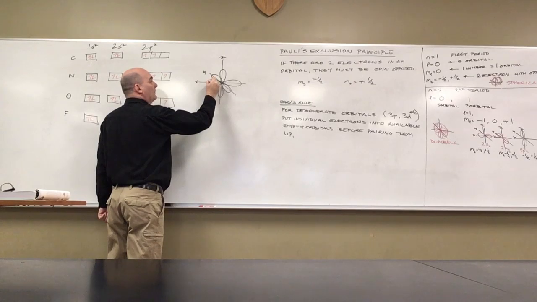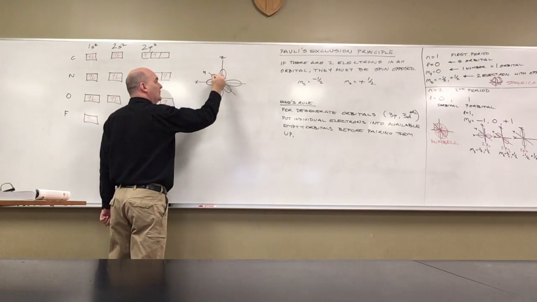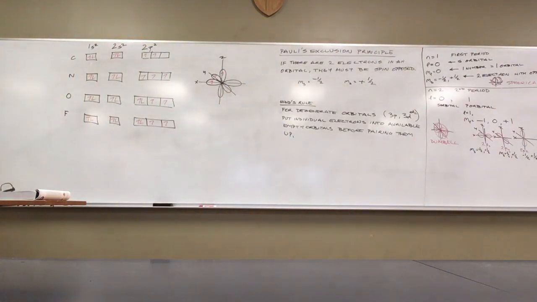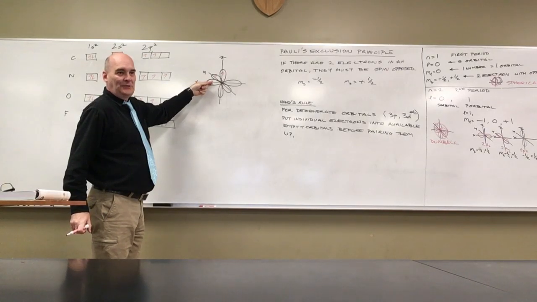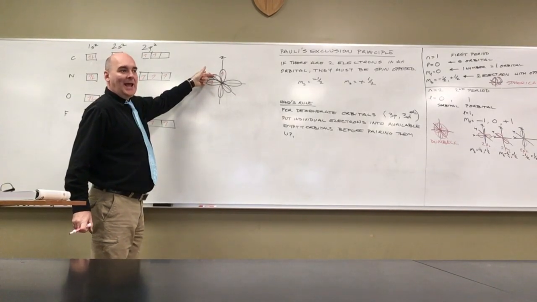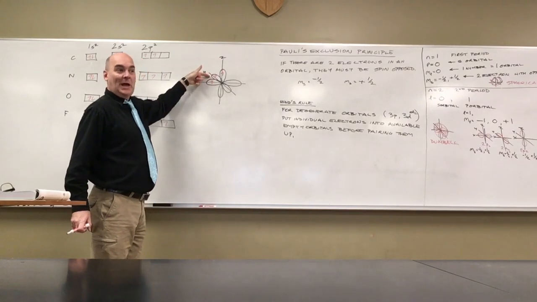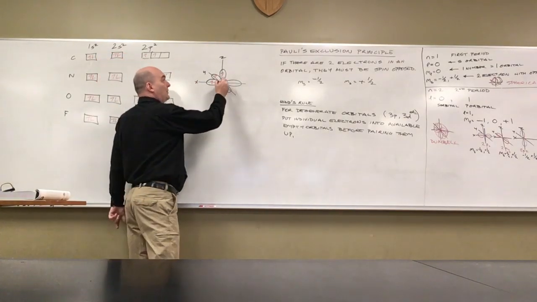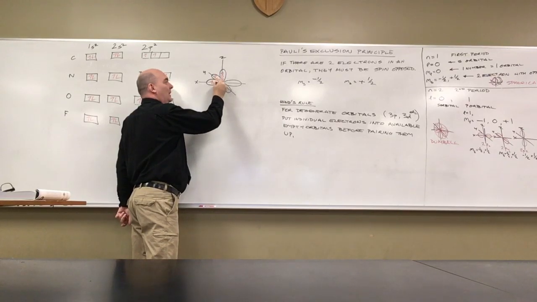For nitrogen, I have one electron in the 2px, one electron in the 2py, and one electron in the 2pz. These are all at 90 degrees to one another. And there's a node at the center. This electron could not interfere with that electron any less than it currently is. And this electron could not interfere with that one any less than it currently is. They're at 90 degrees to each other. So this electron gets a good look at the nucleus, as does this one, as does that one.